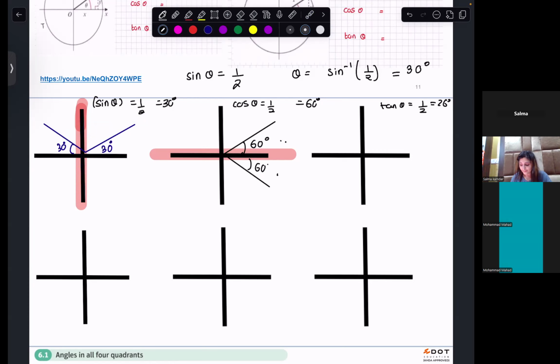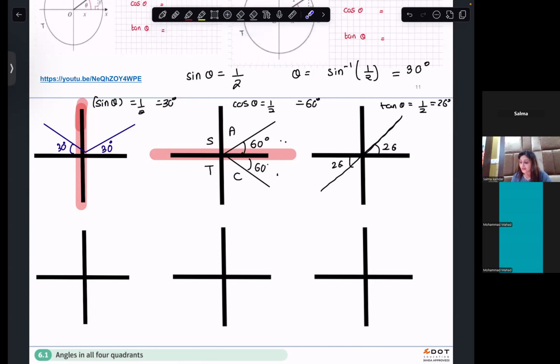Are you with me? Yes. ASTC. And when I talk about tan theta, tan is going to be positive, so you will make a diagonal. You will always remember the diagonal. Tan 26, where will be the other 26? Okay, fine. Now, why I'm doing this, I'll tell you.